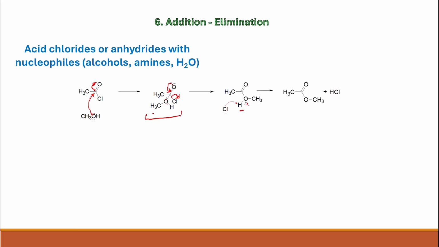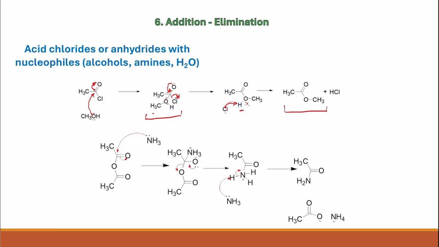Another example: if we use ammonia as a nucleophile, and we use the anhydride, in the elimination step, the bond between the carbon and the oxygen from the second carboxylic acid of the anhydride is going to break, and that will give us the final product, which is an amide. Don't forget that the mechanism is exactly the same, it's just a different nucleophile. Esterification is the formation of esters from acids and alcohols.